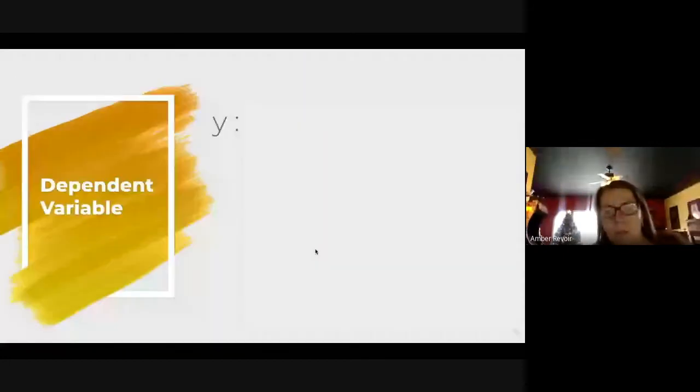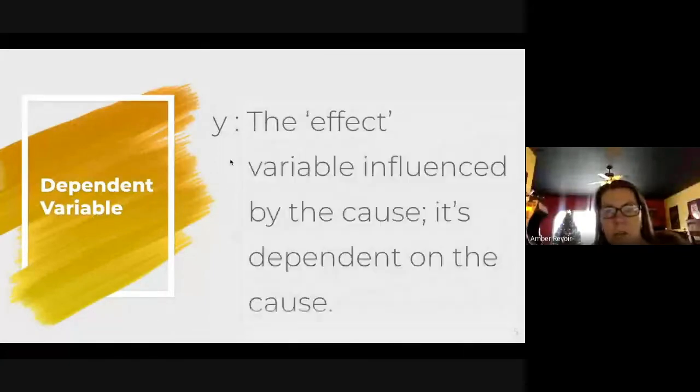Okay, so what is a dependent variable? Our dependent variable is that y variable, and that is the effect variable. It is influenced by the cause. It's dependent on the cause. So the cause, which we're going to find to be our x variable, is going to cause this y to change. So the y is determined by whatever's happening to the x.